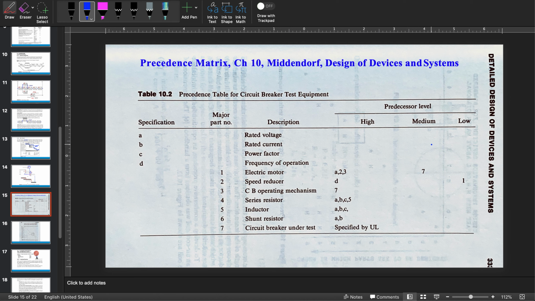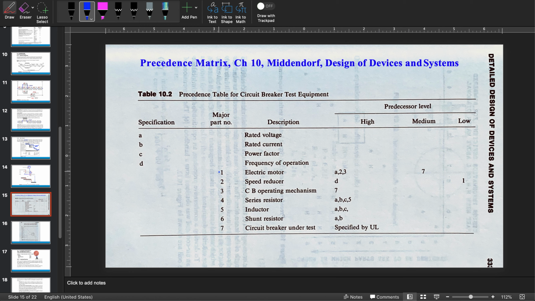Now, on this side here, we have something called a predecessor level, which is saying the following. To do the electric motor, we must obey the rated voltage, which is specification A, and we also must have 2 and 3 done before. So it's indicating that 2 and 3 must be done before you do number 1, for this example. Why it's that way, I don't know, but this is the example. That's hard to visualize, this information here.